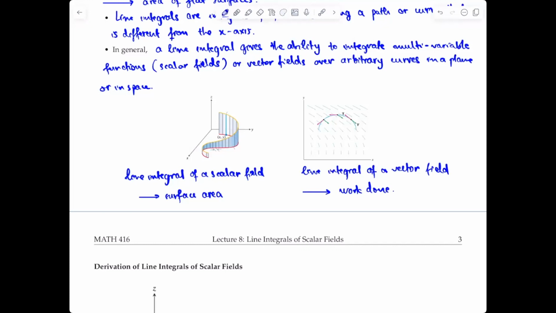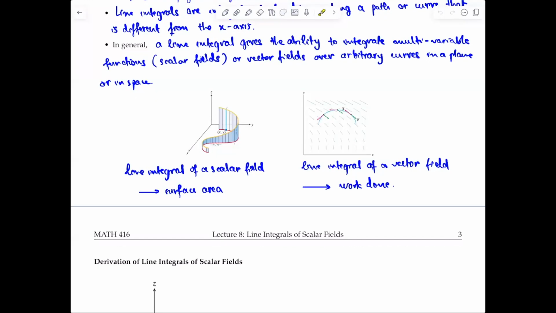The next part of this lecture will be spent on deriving the formula to calculate the line integral of a scalar field. In the next lecture, we will talk about the line integral of a vector field. What we're going to do next is derive a formula for calculating the line integral of a scalar field.